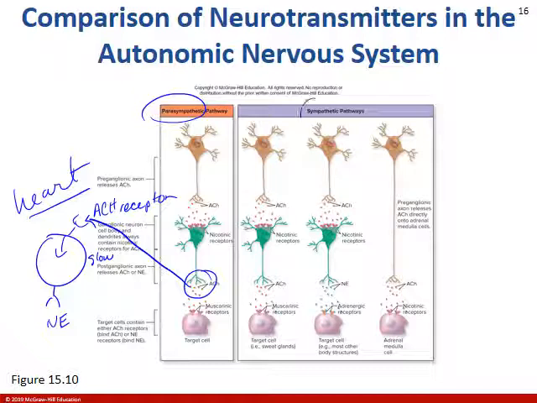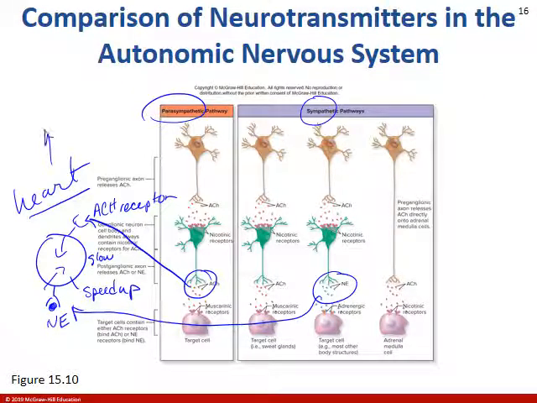Now, I'm a sympathetic neuron. I release norepinephrine. That norepinephrine goes to the norepinephrine receptor and binds. That triggers my heart to speed up. So most organs are dual innervated with both sympathetic and parasympathetic neurons, and these organs, these cells, have different receptors to either turn up or turn down activity.